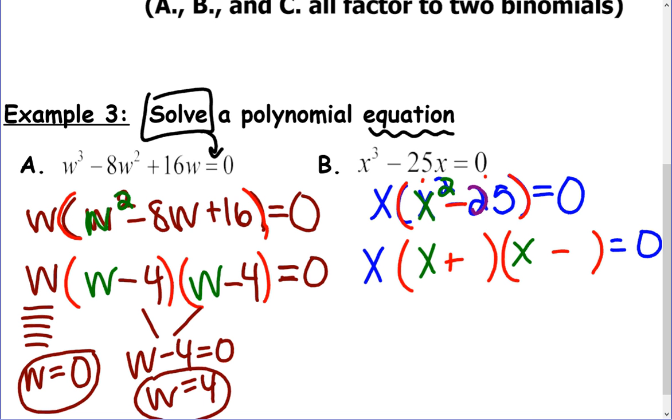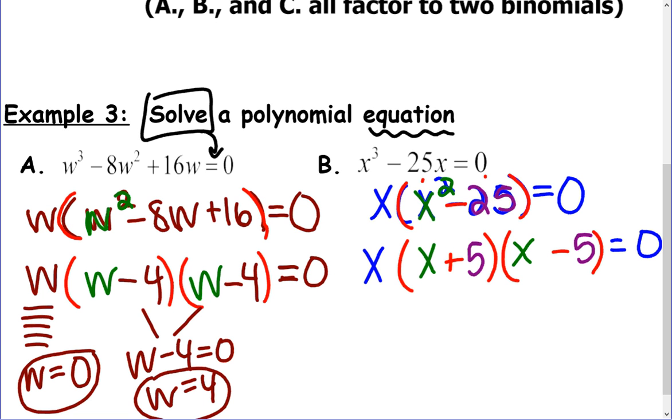X times x gives us x squared. And 5 times 5 gives us 25. Okay, really it's the positive 5 times the negative 5, which gives us the negative 25. And if you check your outer plus inner, you get negative 5x plus 5x is 0. So there is no middle term. But we're solving, so remember this equals 0.